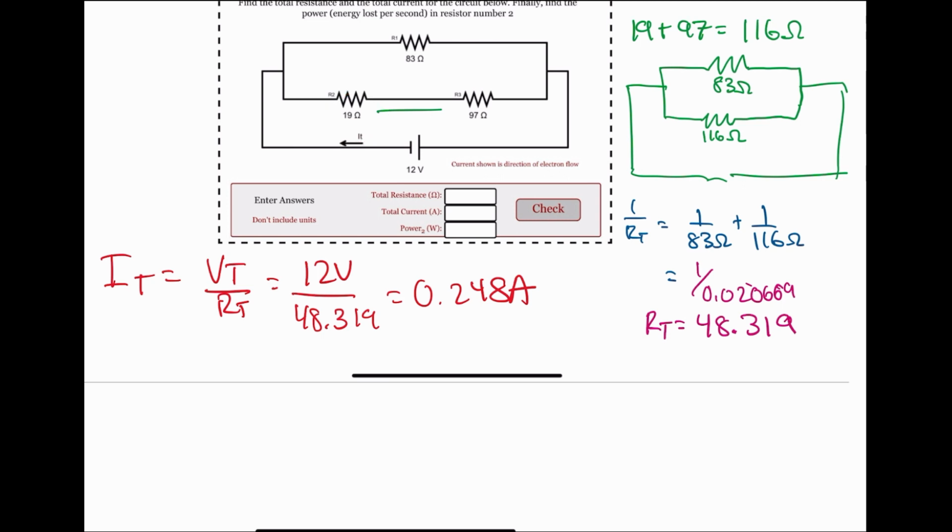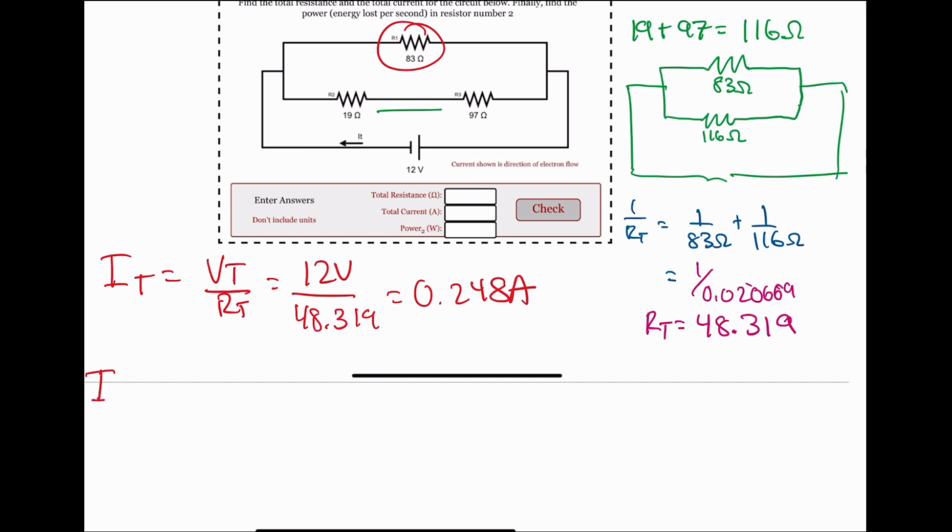Now we're looking for the power to this one right here. First of all, using Kirchhoff's law and Ohm's law, we know that the voltage here is equal to the voltage in these two because it's a parallel circuit. But there will be a voltage drop between these two. We do know that it all adds up to 12 volts, and it all adds up to 0.248 amps. So first, we have the total. We know how many volts are going to be here because again, it's a parallel circuit, so it's going to be 12 volts. So using that, we could find I1.